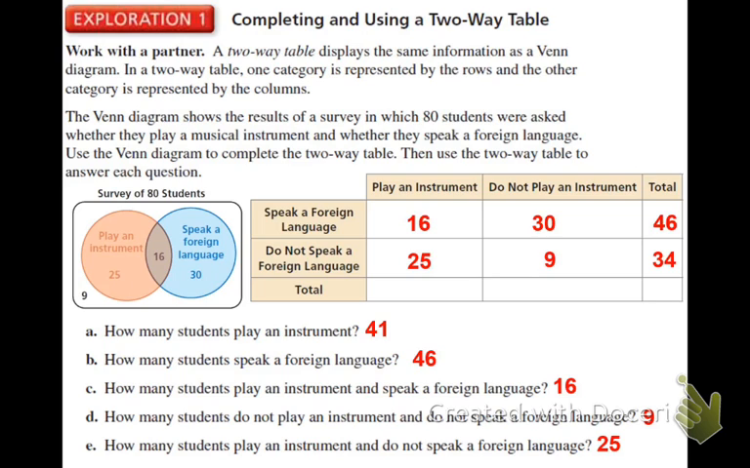Add them up. Add the columns. So 16 and 25 make? 41. That's how we found it earlier. 30 and 9 make? 39. So what should this bottom corner be? 41 plus 39, which is? 80. It should also be 46 plus 34, which is still 80. Because how many students did we survey? 80. So everything should add up.